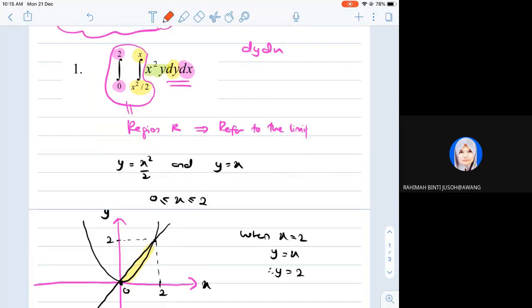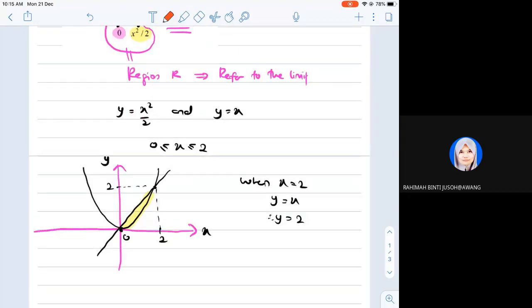When we have dy first, it means the movement is from bottom to top. The movement of the region or the limit is from bottom to top, so the region should be moved from bottom to top here, like that. I explain this because we will use this concept when we want to reverse the order of integration later.